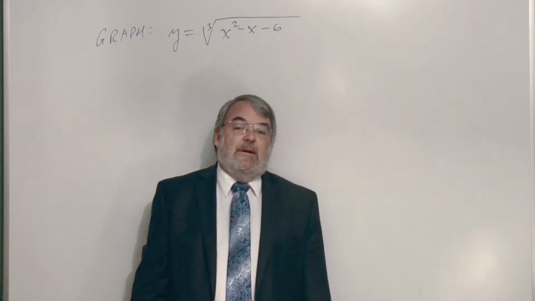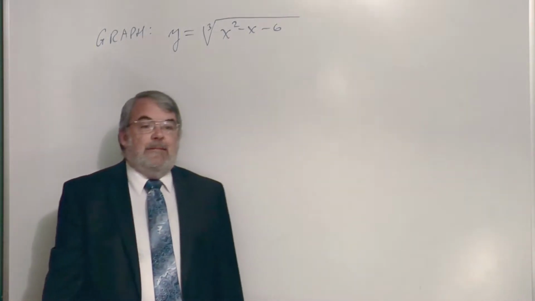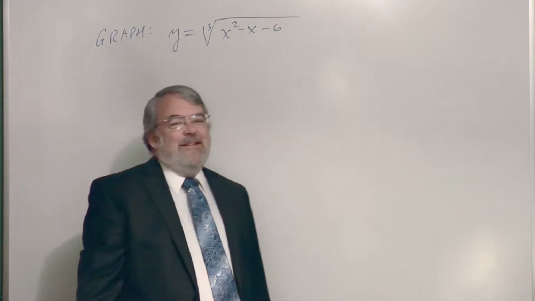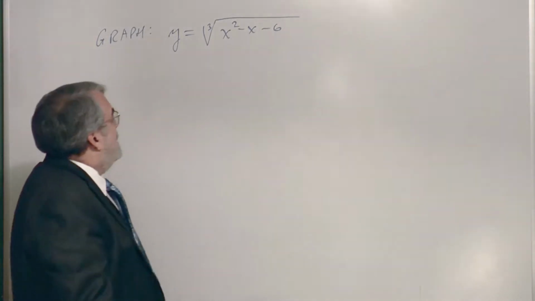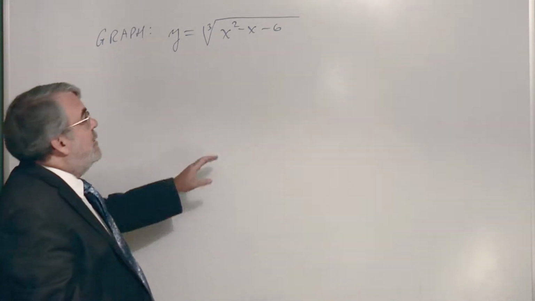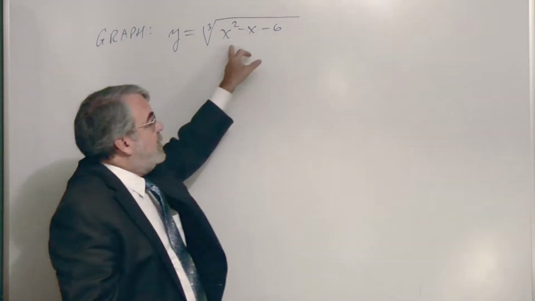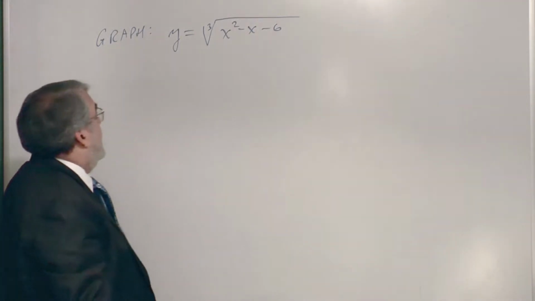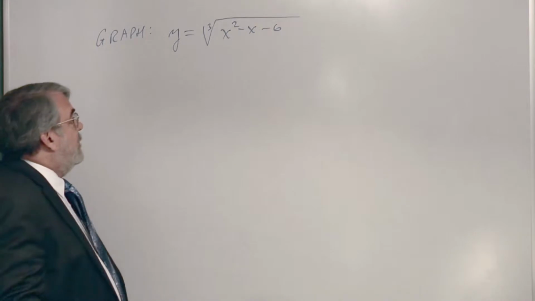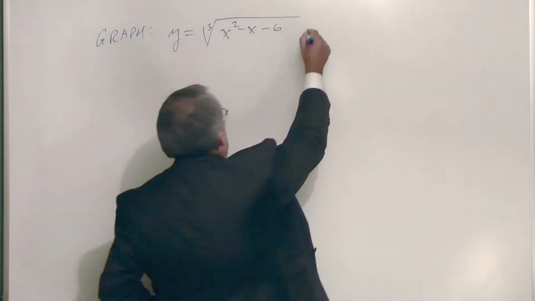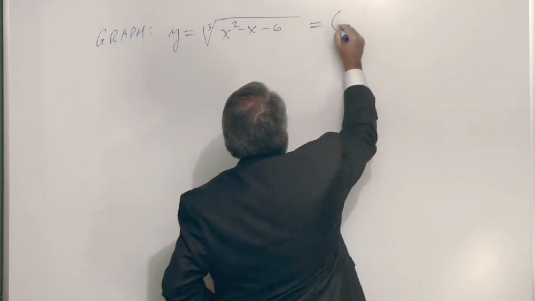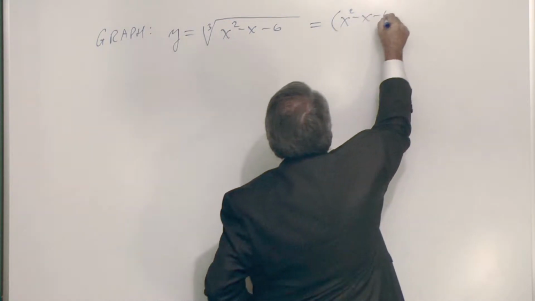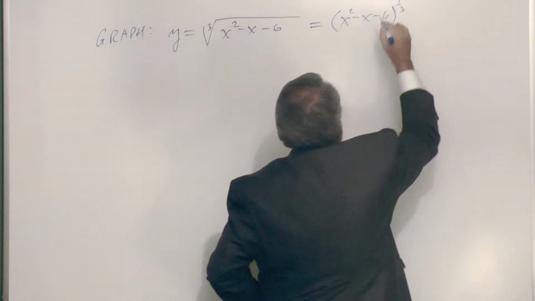We saw this function a couple of videos ago, and I wanted to graph it. I think it's a very interesting graph. Anyway, so graph y equal to cube root of x squared minus x minus 6. And as you would in calculus, we should convert this to exponent form. So that'd be (x squared minus x minus 6) to the 1/3 power.